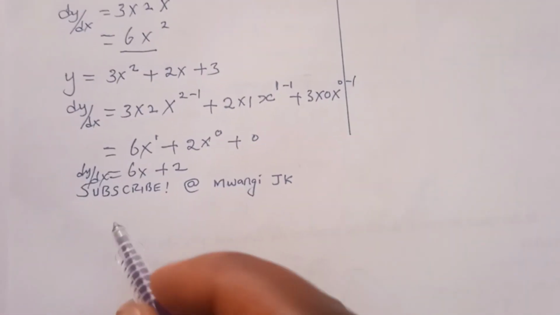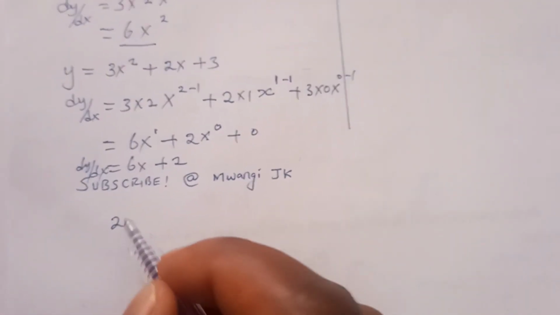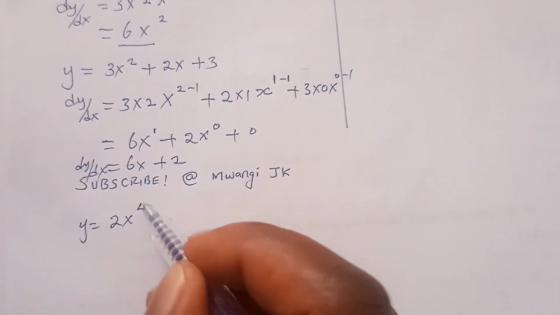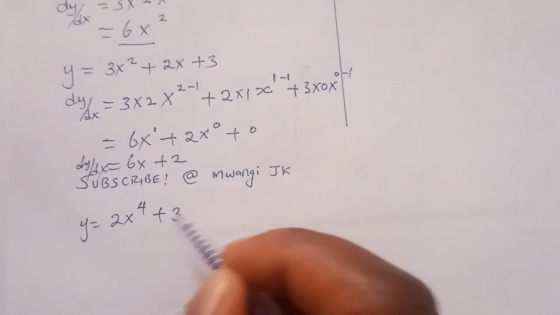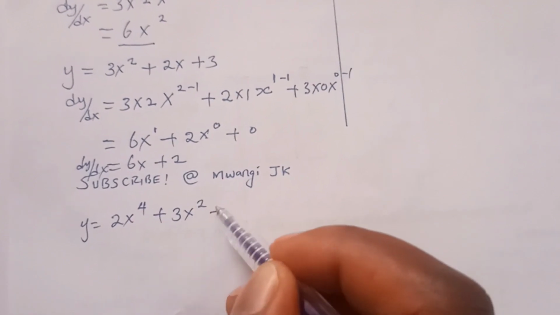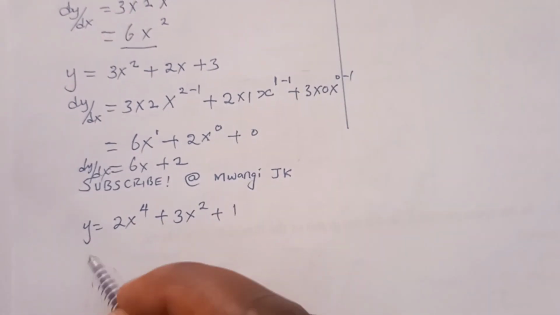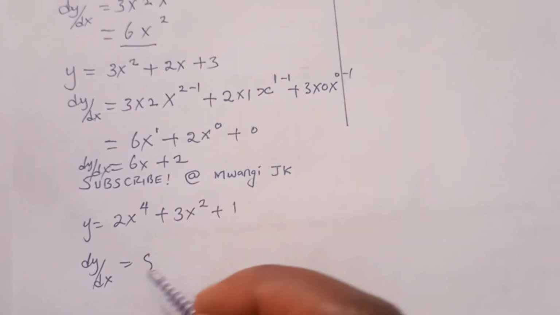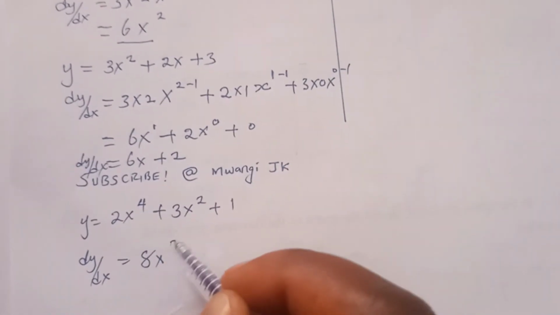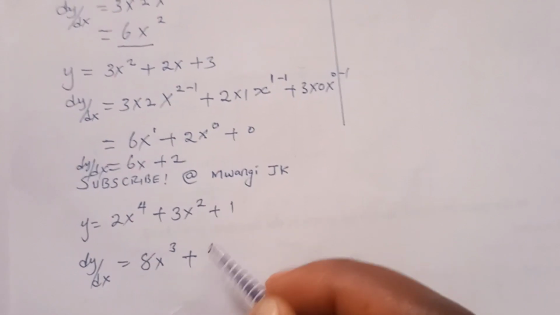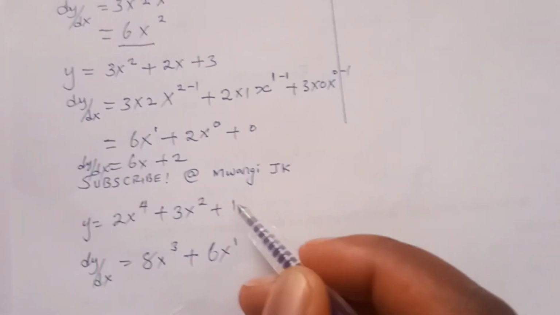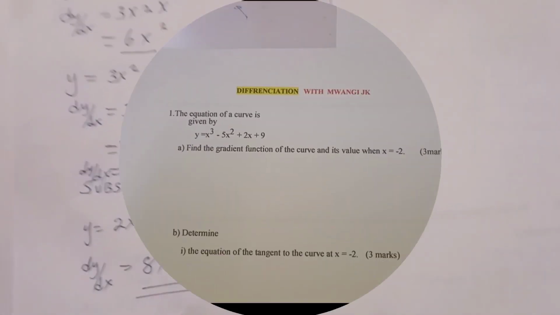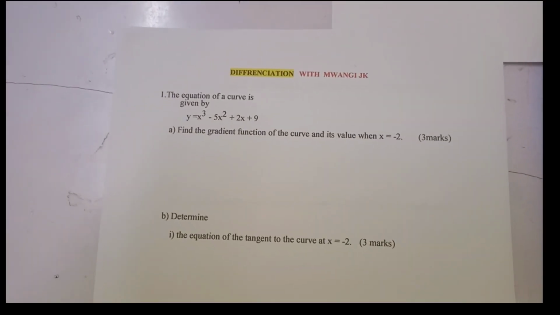A last one, we have y is equal to 2x to power 4 plus 3x squared plus 1. So dy/dx, we take 4 by 2, we get 8x, 4 minus 1, we get power 3, plus 3 by 2, 6x, 2 minus 1 is power 1, and the constant becomes 0. So that's how we differentiate.